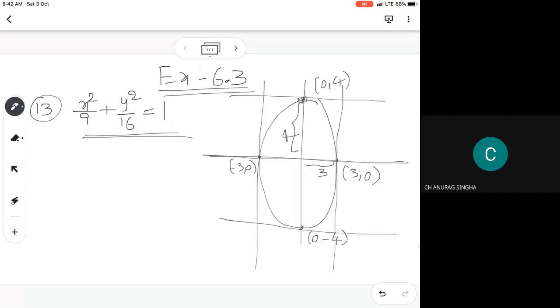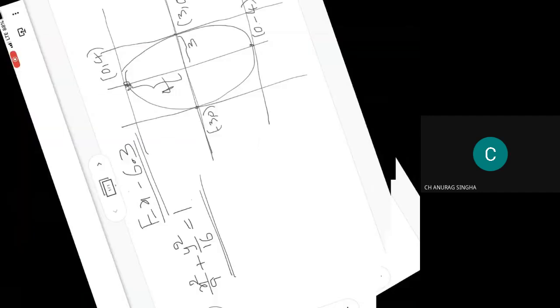Okay. Slope of the x-axis is, I think your voice is not audible to me. There may be a problem.